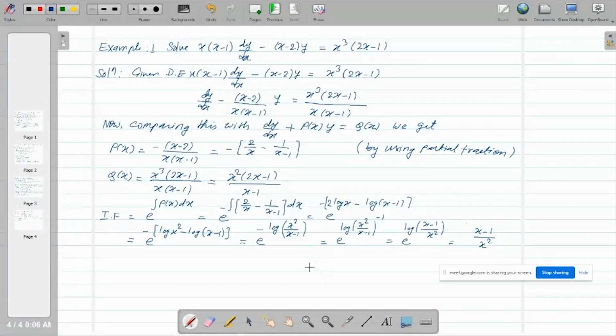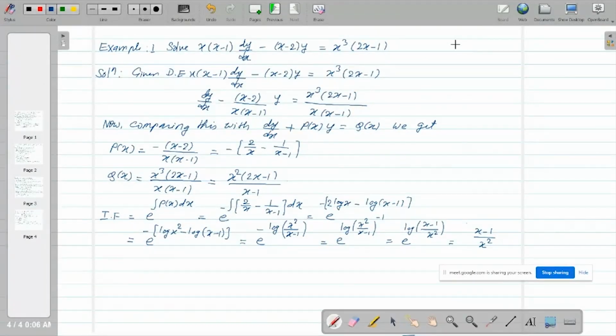Okay, now see here how to find a partial fraction. Consider x minus 2 divided by x, then x minus 1. Okay, this one. So this expression can be written like this, a divided by x and plus b divided by this factor, x minus 1.